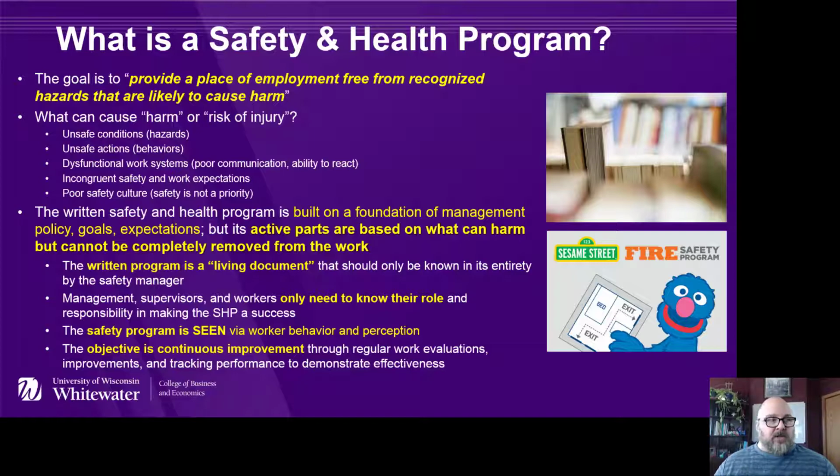That's not being directed, and it's going to fail. It's not going to work. It's going to work in certain pieces and parts, but not in totality. I also think the safety program is what you see on the floor. Because you have what's written, you do your assessments, you try to control things.